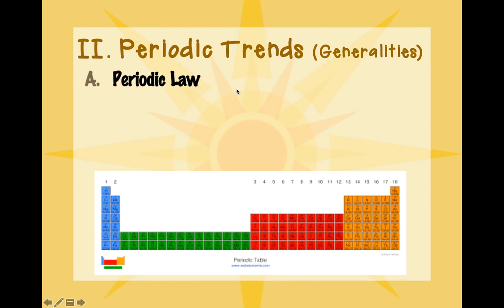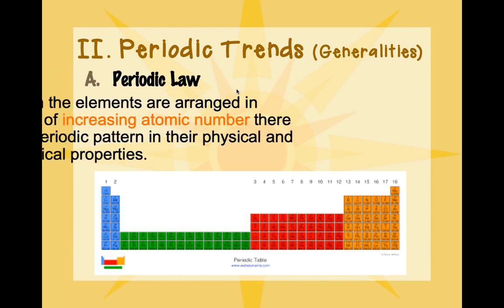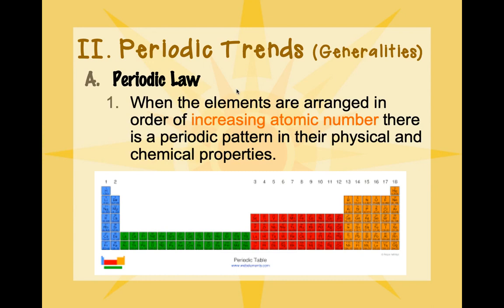The general idea is this thing called periodic law, which says when you put the elements in order of increasing atomic number, there is a periodic pattern in their physical and chemical properties. So if you tried to arrange them, remember in the intro video, I showed you all these different creative ways that people have built periodic tables.